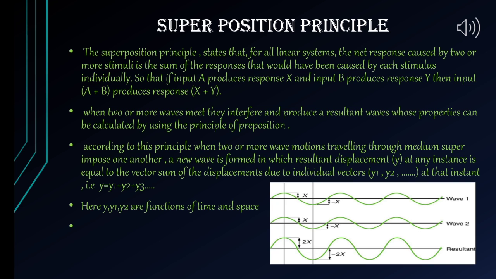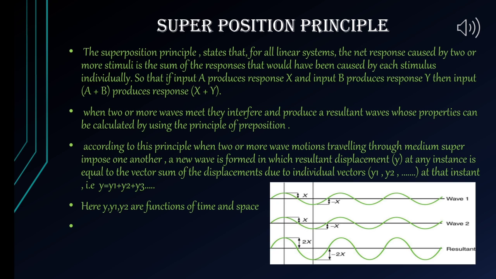When two or more waves meet, they interfere and produce a resultant wave whose properties can be calculated by using the principle of superposition. According to this principle, when two or more waves travel through a medium and superimpose one another, a new wave is formed, in which the resultant displacement at any instant is equal to the vector sum of the displacements due to individual waves at that instant.